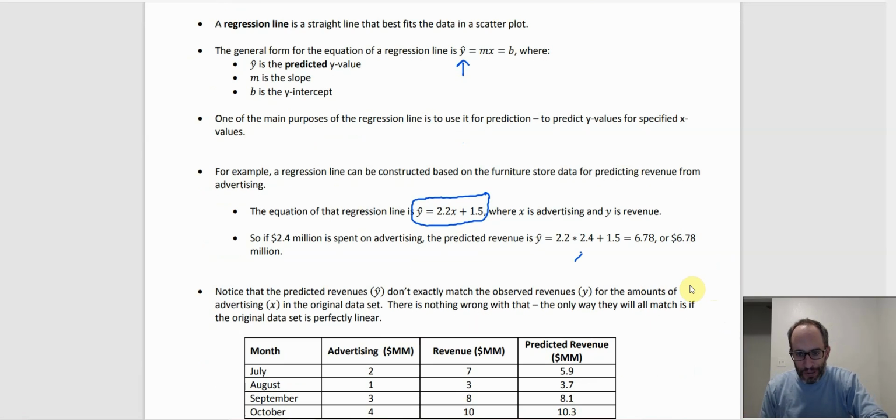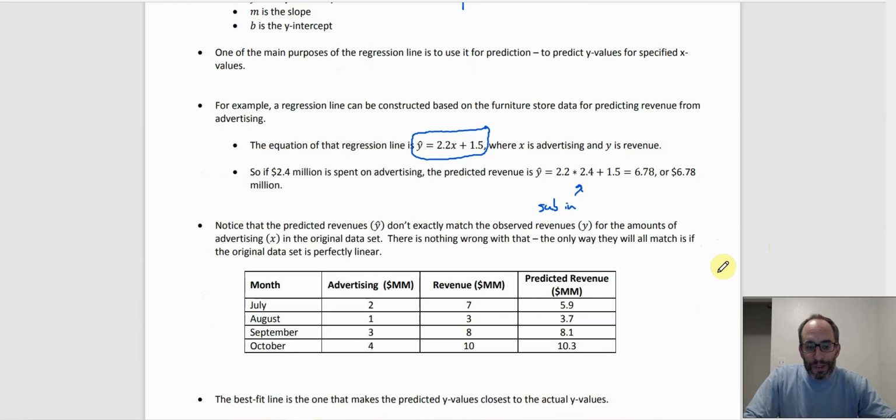So this, all you do is just sub in right there, right? That 2.4 is just subbed in for X. And then you simplify it. So it's 2.2 times 2.4, and then plus 1.5, and you get 6.78, or $6.78 million. So altogether, what does that tell you? Well, our model is telling us that if we have an advertising expenditure of $2.4 million, then the predicted revenue is $6.78 million. Doesn't have to match up with the actual, but that's the predicted revenue.